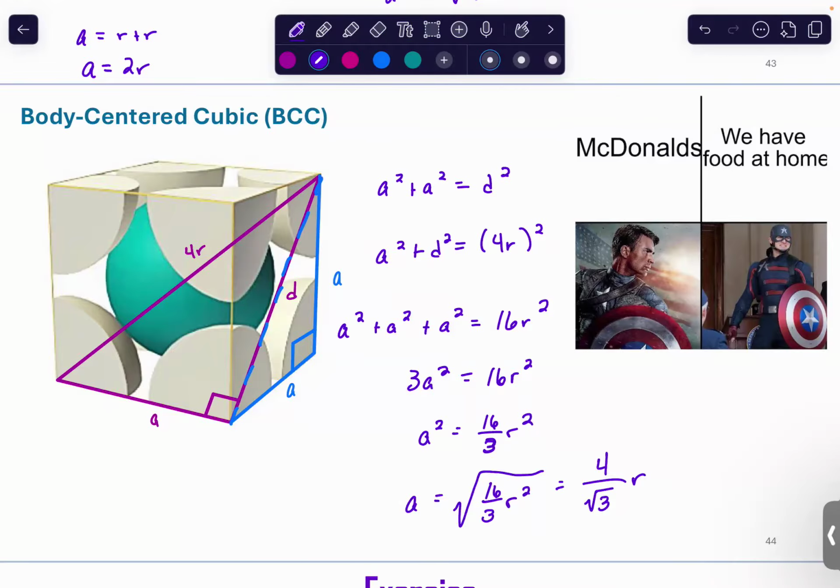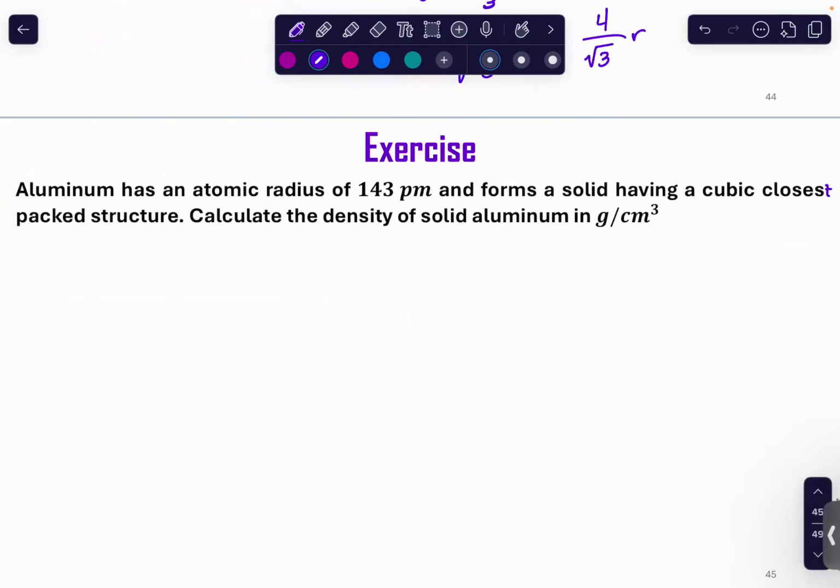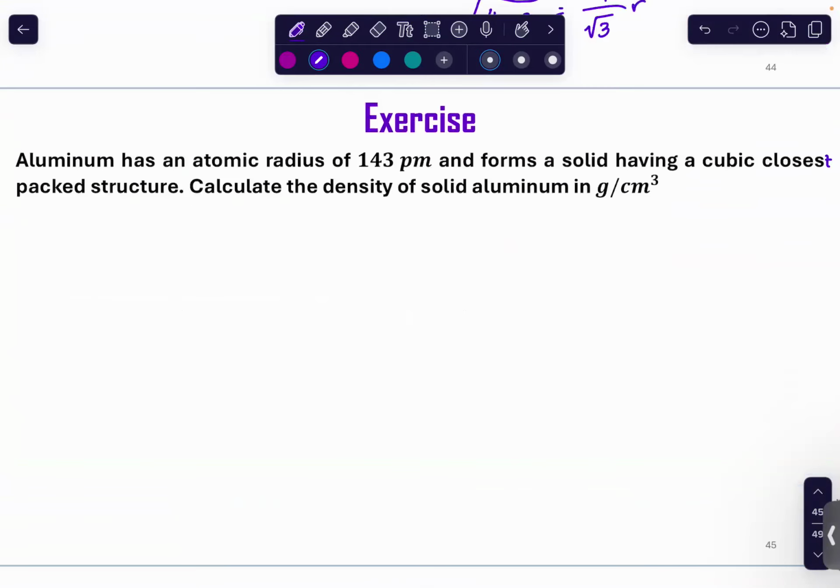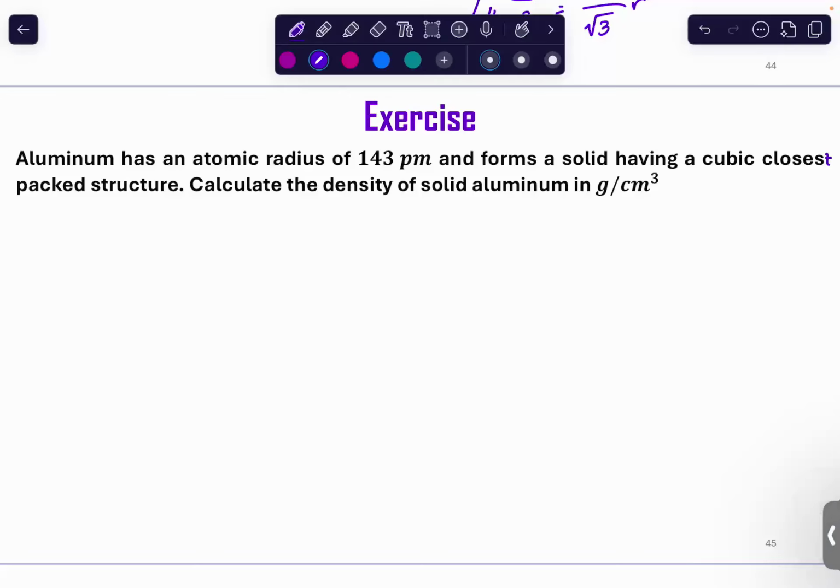Okay, so let's use this information to solve a problem. Aluminum has an atomic radius of 143 picometers and forms a solid having a cubic closest packed structure. So what unit cell is that? Cubic closest packed structure.